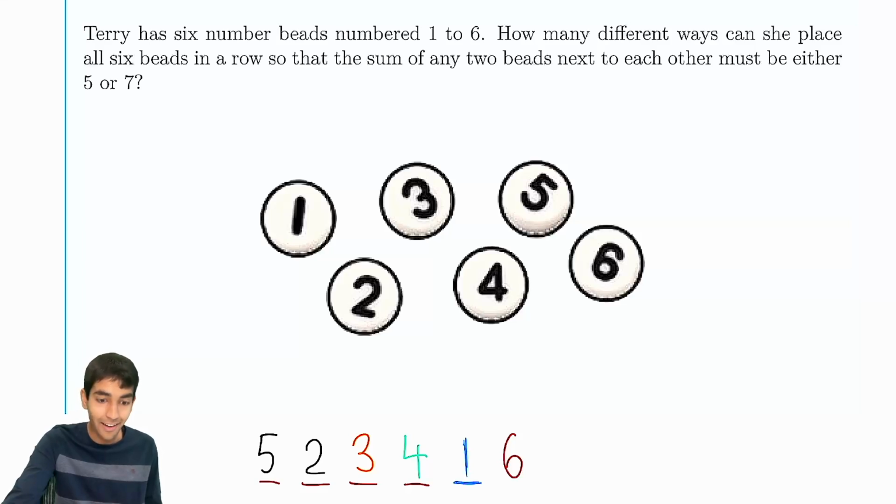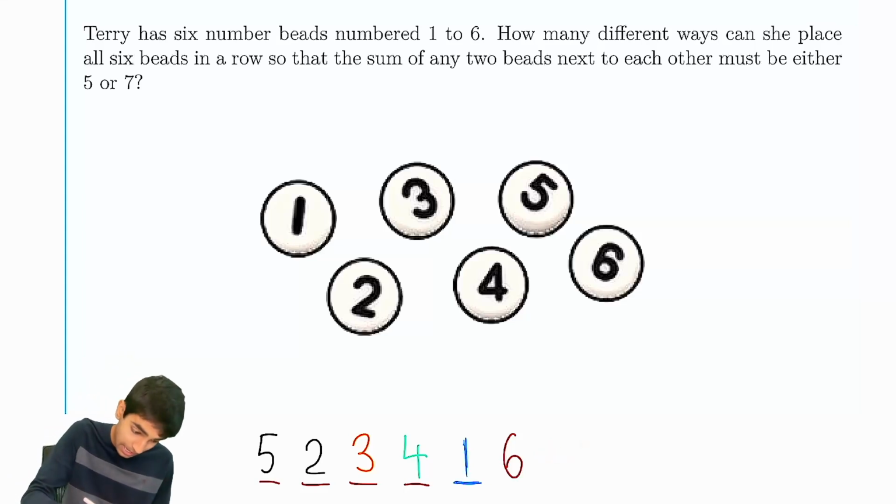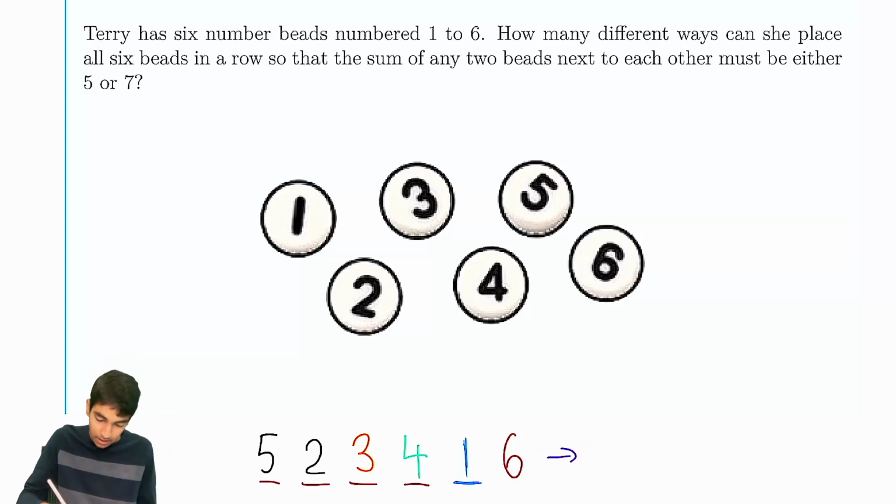And therefore, our answer is just 1 for here. And then, of course, we mirrored it again. So we got one more case here. So 1 plus 1, 2 is our answer.